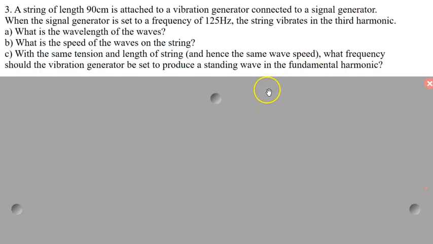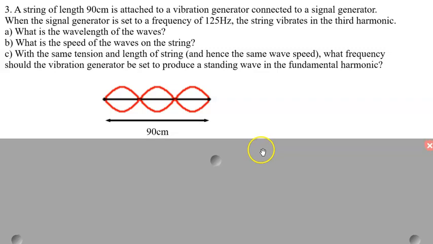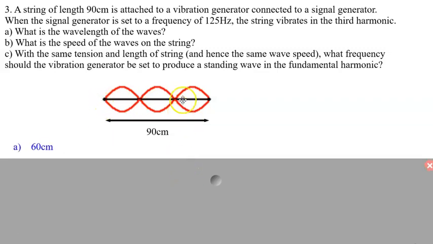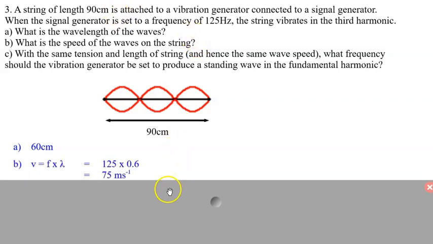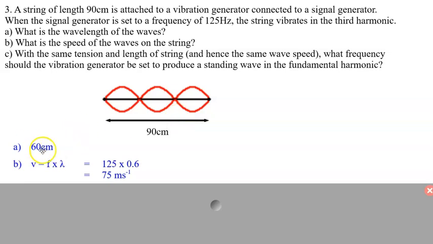Okay, question 3. So the first thing to do here is probably to draw what the wave looks like. It says the third harmonic, that means 3 loops. So we can see that we've got 3 loops here. We know that 2 loops represents a full wave. So this is 1.5 waves. So we could hopefully see that if this is 90 centimeters long in total, then 2 loops is 2/3 of that. So that's going to be 60 centimeters. What is the speed? That should be straightforward. v equals f times lambda. We're given the frequency. We need to work in meters to get meters per second. So 125 times 0.6 will give us 75.